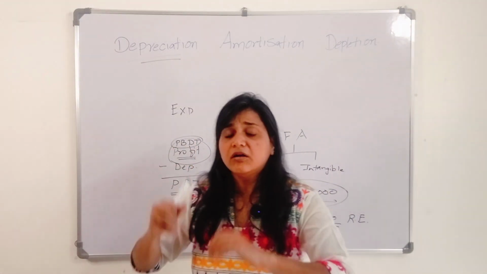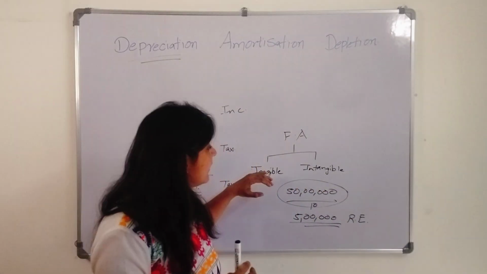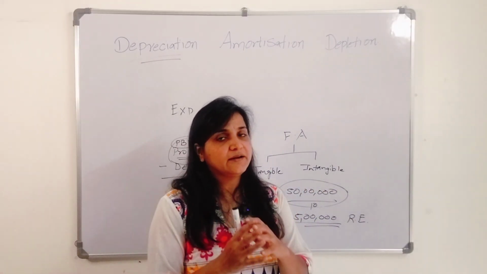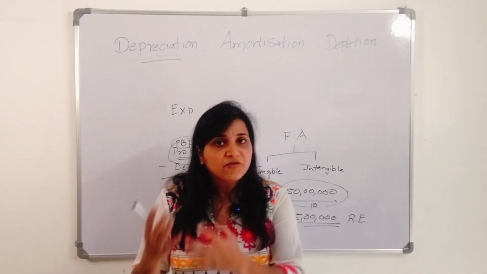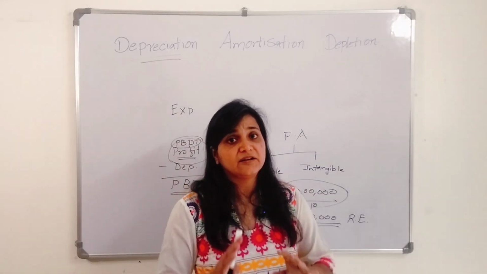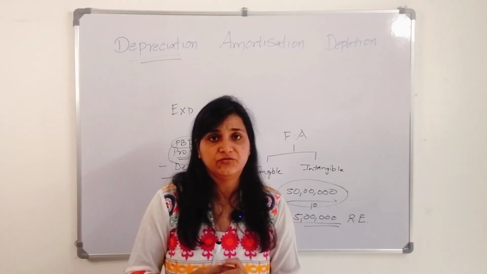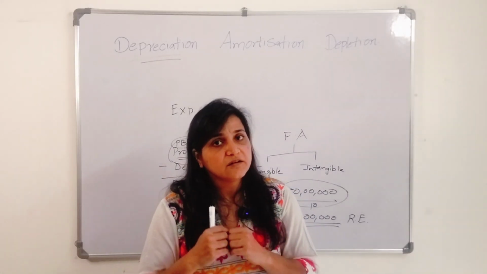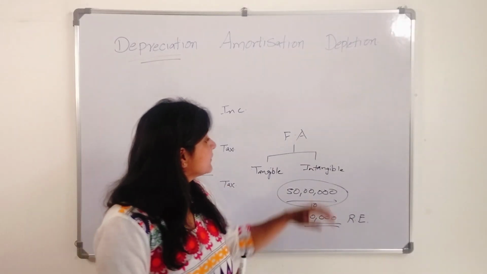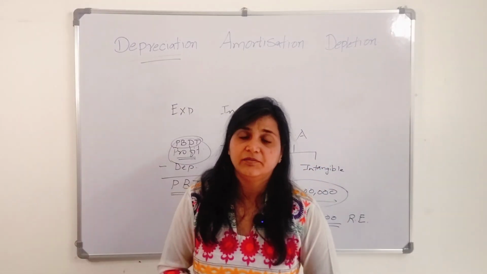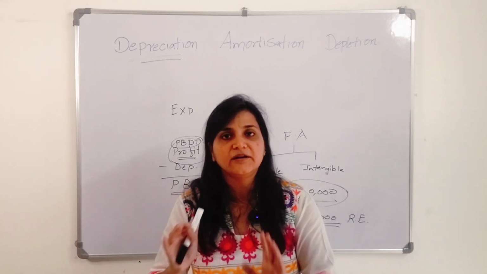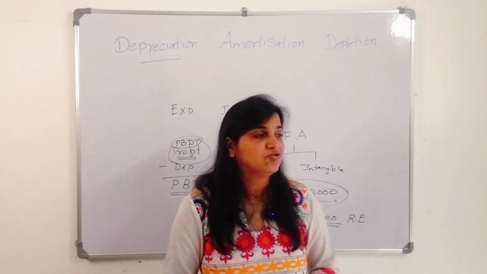So on the assets, which assets? Tangible assets: building, furniture, plant and machinery, vehicles. All these are things which we can see, which we can touch, and on the use of them, we charge a certain amount which is known as depreciation, right? Second is intangible assets, which we cannot see, which we cannot touch. What are those intangible assets?